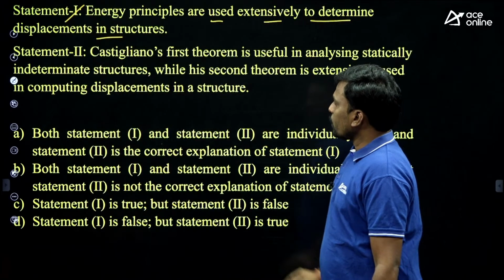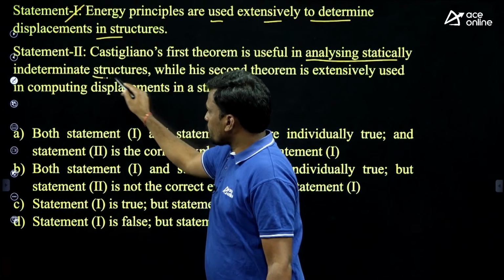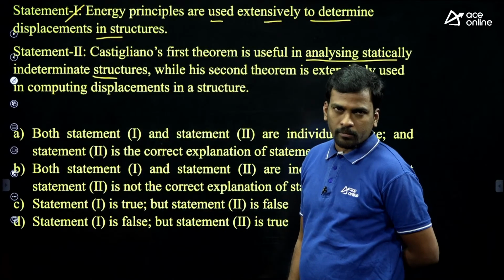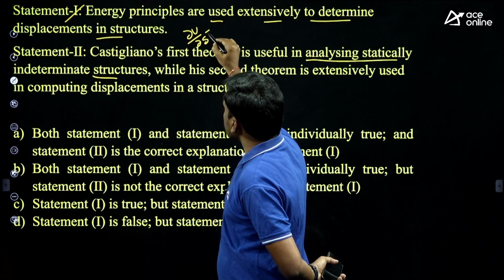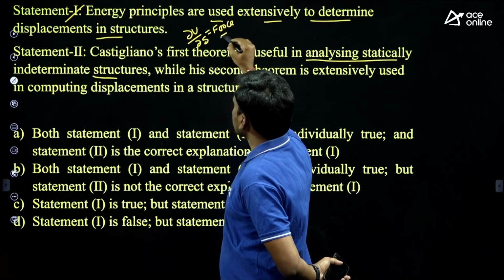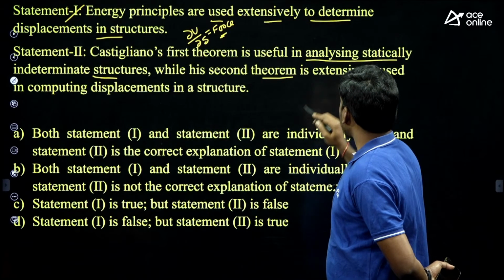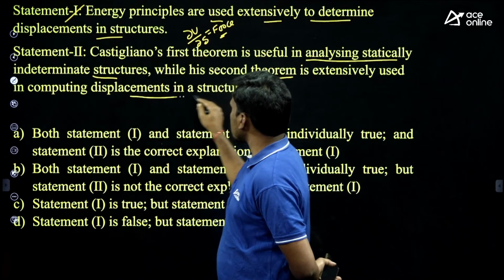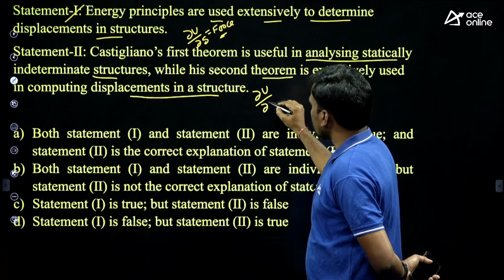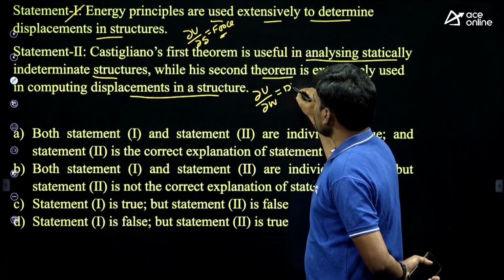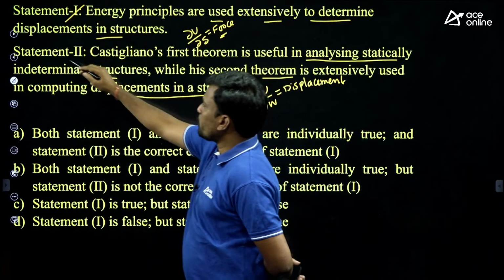Now statement 2: Castigliano's first theorem is useful in analysis of statically indeterminate structures. Yes, what is Castigliano's theorem 1? Partial derivative of total strain energy with respect to displacement gives force. This is Castigliano's theorem 1. While his second theorem is extensively used in computing displacement in the structure. What is Castigliano's theorem 2? Partial derivative of total strain energy with respect to force gives displacement. Okay, so statement 2 is correct.